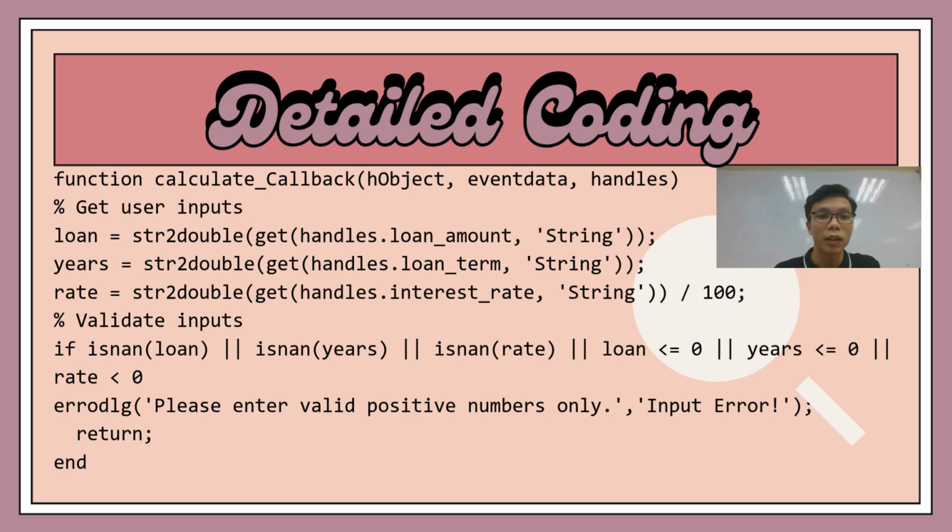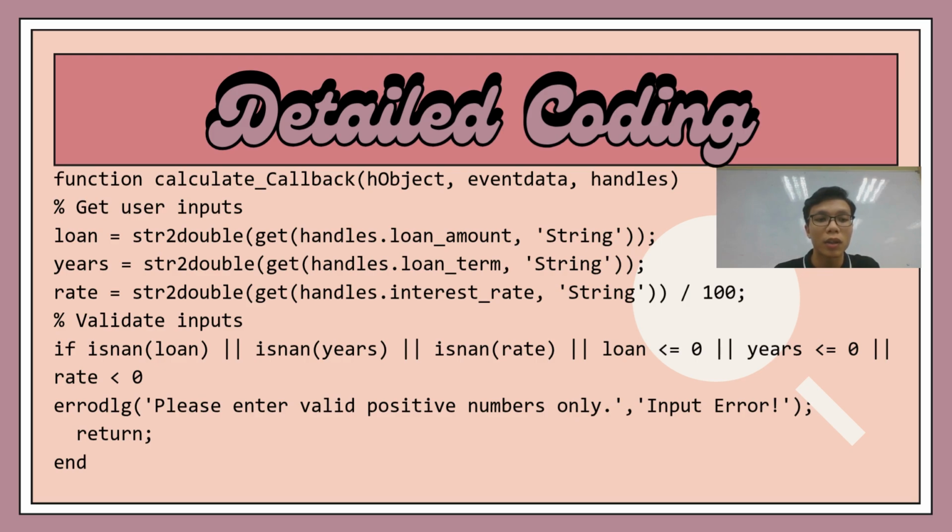This MATLAB GUI code is designed to calculate and display a loan amortization schedule. When the user clicks the calculate button, the calculate_callback function is executed. This function first retrieves the user's input from the GUI: the loan amount, the loan term in years, and the annual interest rate. The interest rate is then converted to a decimal by dividing it by 100.